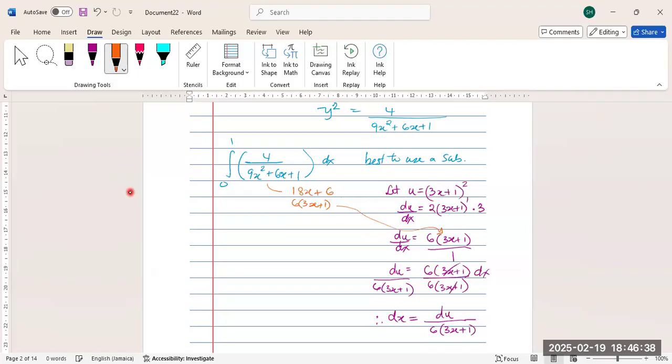But guess what? We have a fix up for dx, because dx is now going to be equal to du over 6 times 3x plus 1. Everybody see that?